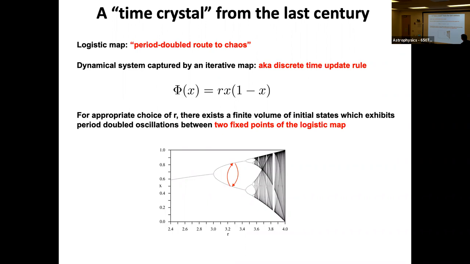So in this case, you have a single degree of freedom, a variable x, where the update rule to take x from time step t to time step t plus 1 is apply the map phi. And to go from time step t plus 1 to t plus 2 is to apply the map phi again. And I think about this literally as a discrete time update rule, much like you would think about the example of the periodically driven system.